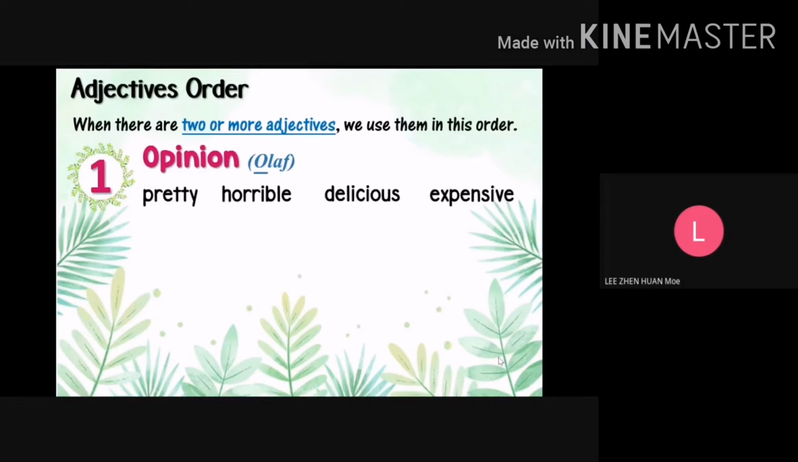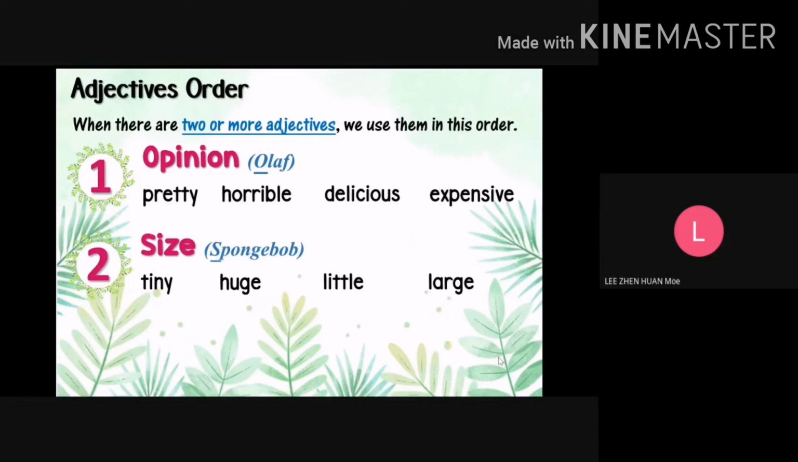So the first one is opinion. What about the second one? The second one is size. What is the meaning of size? Size means 大小. For example, tiny, huge, little, and large. So the acronym to remember for size is SpongeBob.